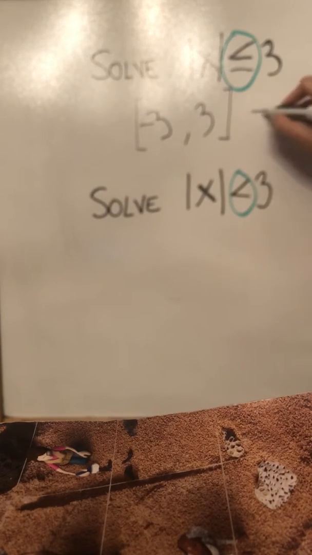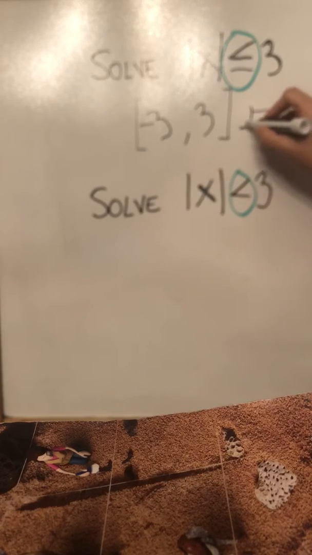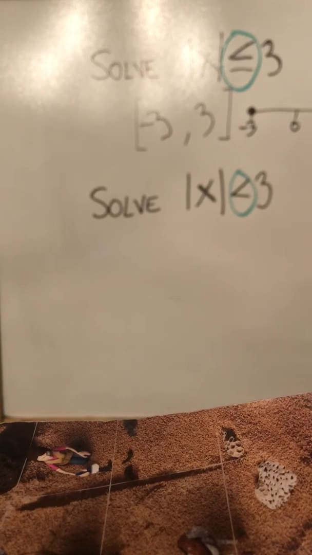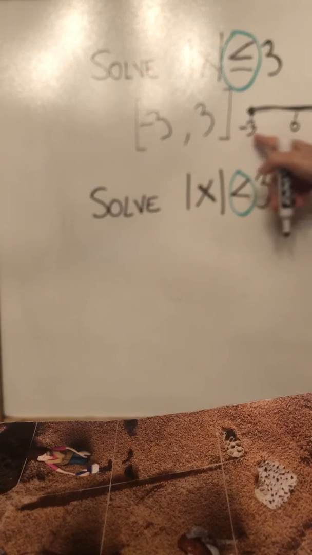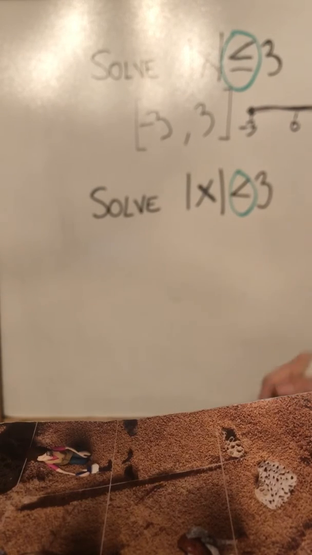If you were to graph that on a number line here, let's say this is 0, and here's our -3 and our 3. These circles would be filled in because it's less than or equal to. So that would include everything here in the middle, including -3 and 3. So let's look at this one now.